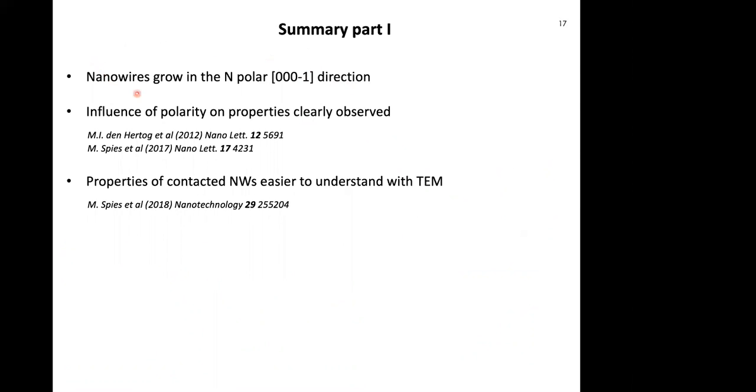So in this work, we showed that the nanowires grow in the n-polar 0, 0, 0, -1 direction. And we can clearly measure the influence of the polarity on its properties. We also saw this in other papers, but this was this Nano Letters from 2012. And clearly the properties of the contacted nanowires are easier to understand if you have the TEM image of the same nanowire. And it also greatly helps with the modeling of that object.